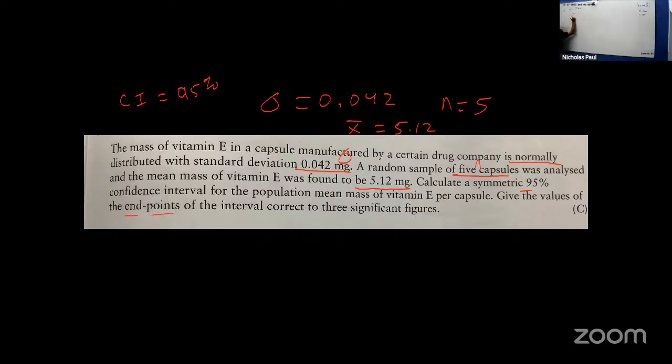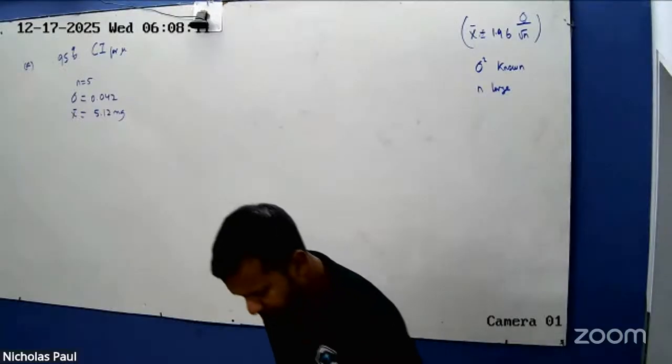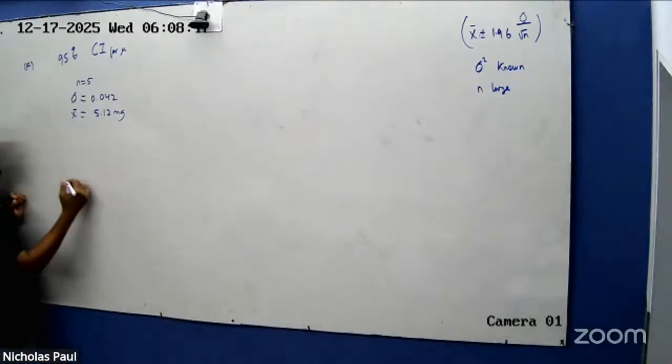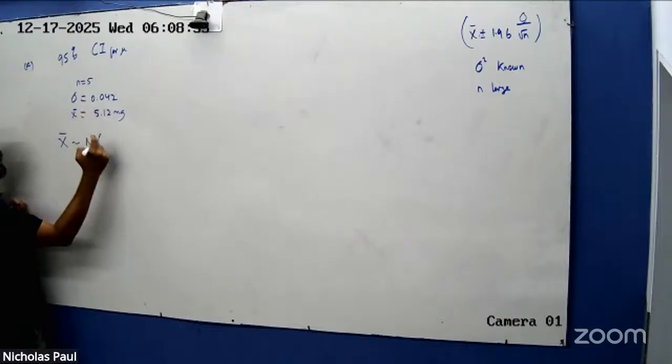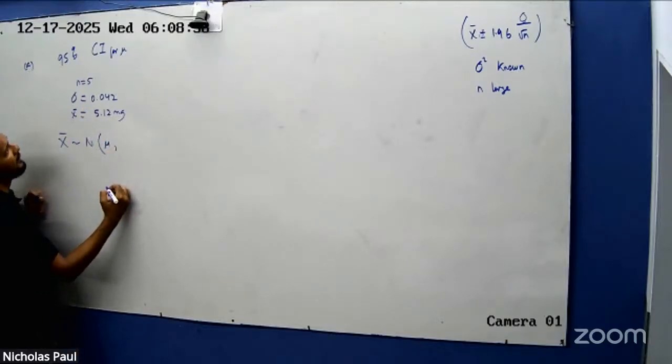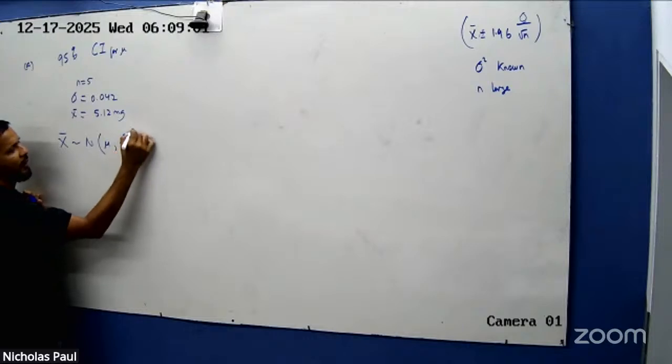I just want to write these. n is 5. Sigma is known, sigma is 0.042. X bar is 5.12. That's it. So we don't have to do that long proof again. I just like to write this because it's the distribution we're using: X bar follows a normal distribution with mean mu and variance sigma squared over n.